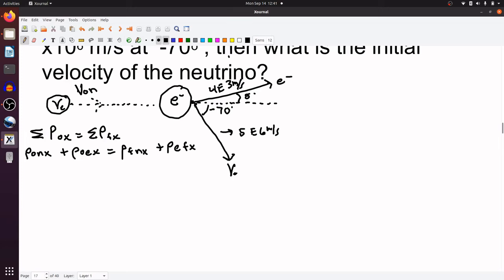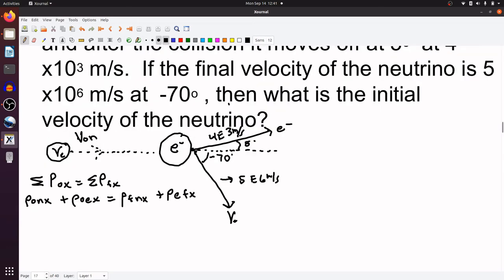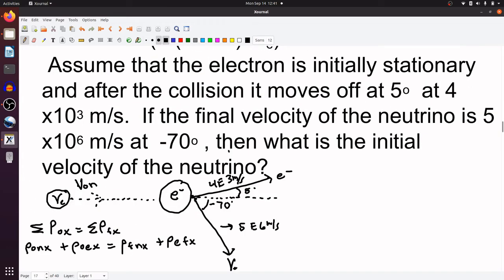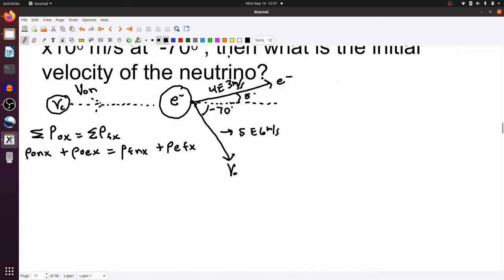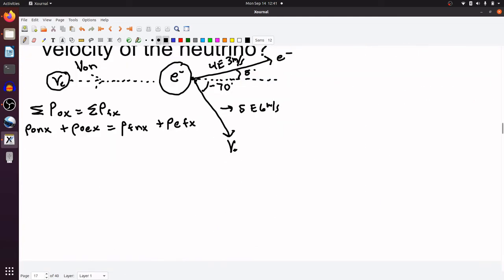Okay, well, one other thing before I get started. I made this a little bit easier because the mass of an electron is around 9.11 times 10 to the negative 31st kilograms. That's a lot to write. So I expressed the mass of the neutrino with respect to the electron. And so for my mass of the neutrino, M_n, I'm just going to call it 1 over 5e5 m_e.